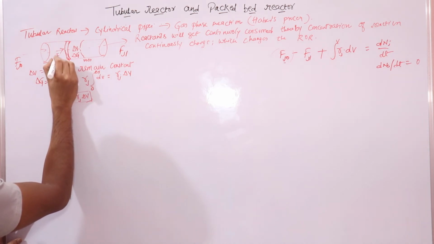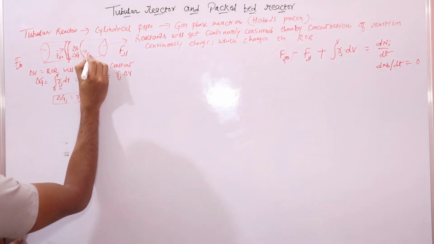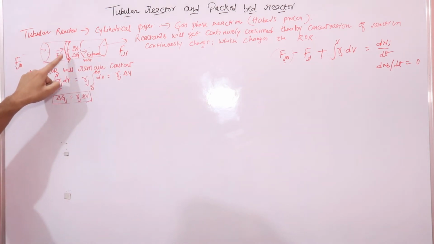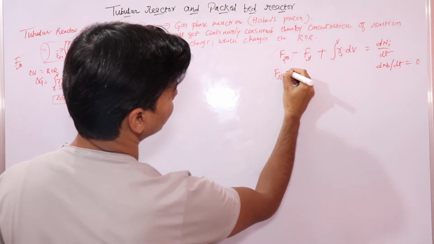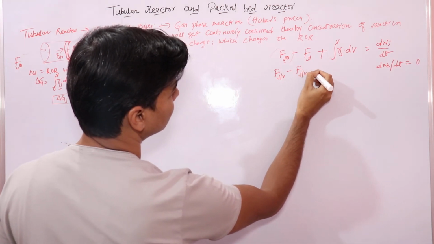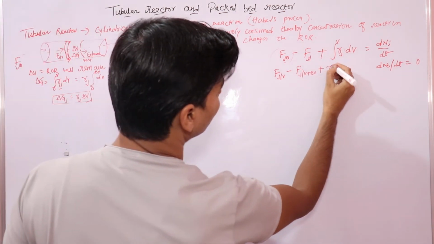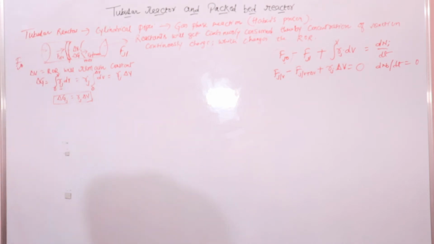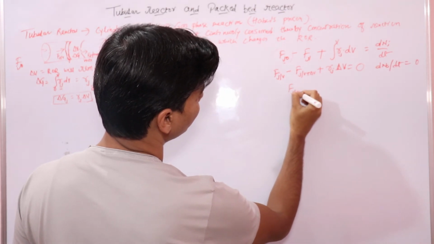So it would be FjV, and the rate of flow out would be FjV plus delta V. So we'll put all the values here: FjV minus FjV plus delta V, plus the value calculated to be Rj delta V. And the rate of accumulation is 0.